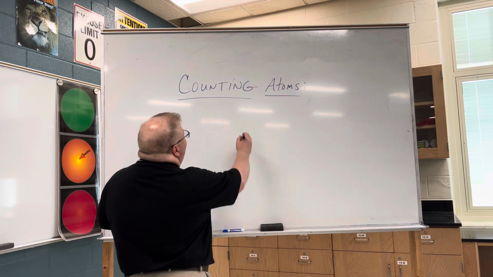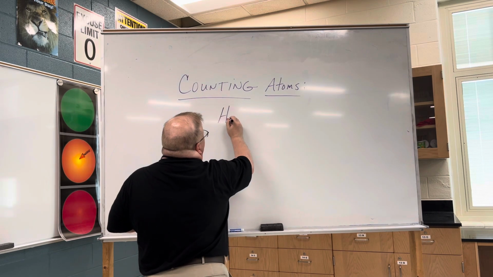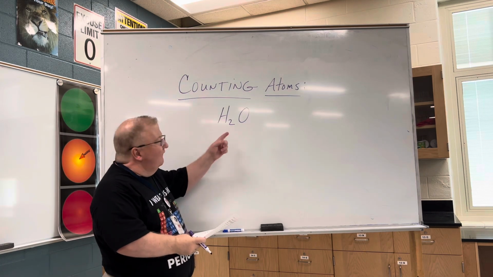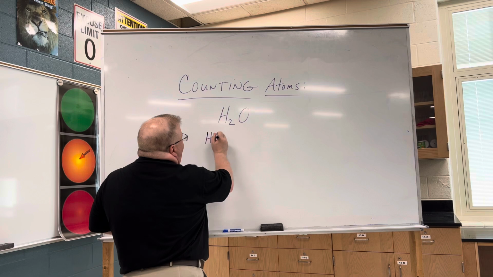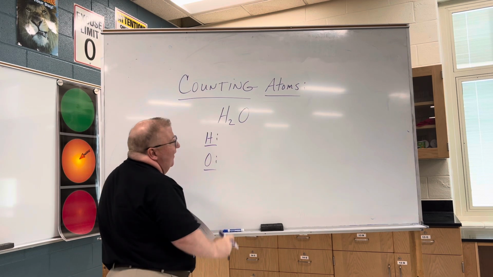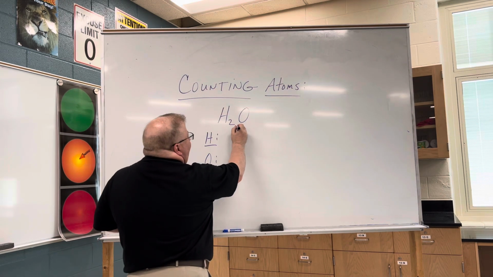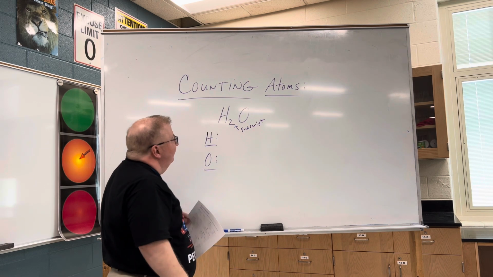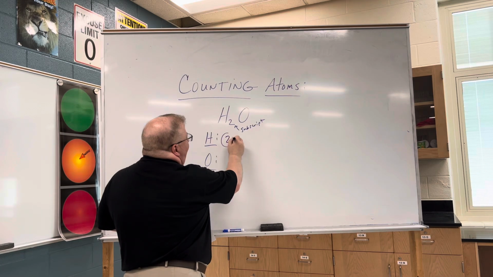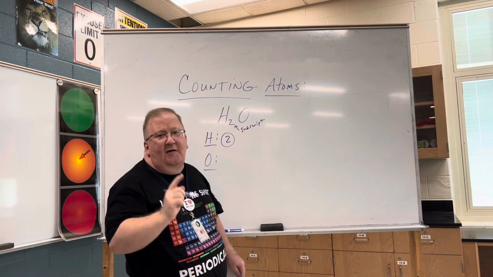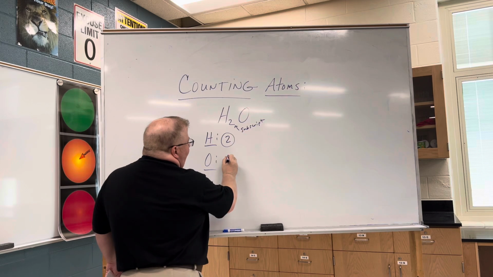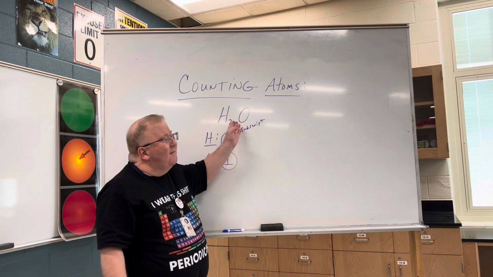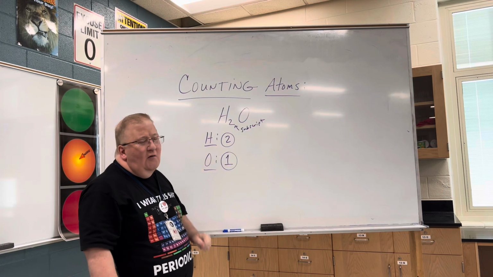Let's start out easy. If I have H2O, I have hydrogen and oxygen, which makes up water. And let's say I want to count how many individual atoms there are. The subscript tells you how many atoms. So there's 2 hydrogens, and if there's nothing written, it's understood to be a 1, so it's 1 oxygen. That's pretty straightforward and easy. So for every water molecule, you have 2 hydrogens and 1 oxygen.